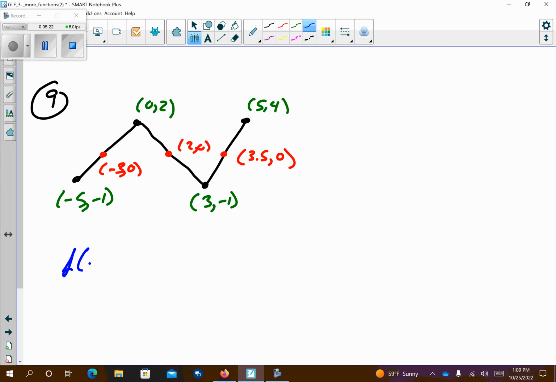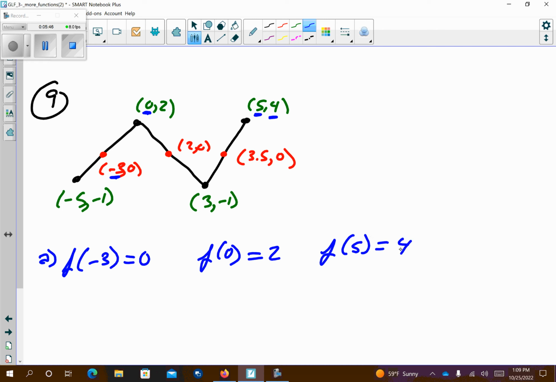So if we wanted to go f at negative 3, we're looking for negative 3. What's the y value? 0. If I look for f at 0, I'm looking for the y value when x is 0, which is this. So I get 2. And then f at 5 is equal to 4.